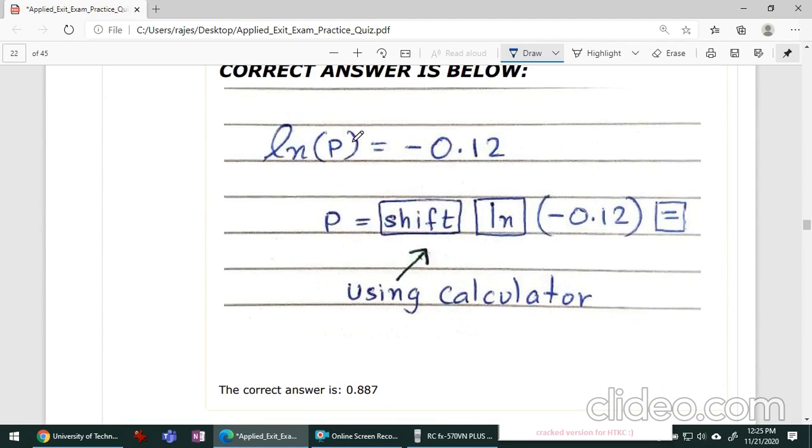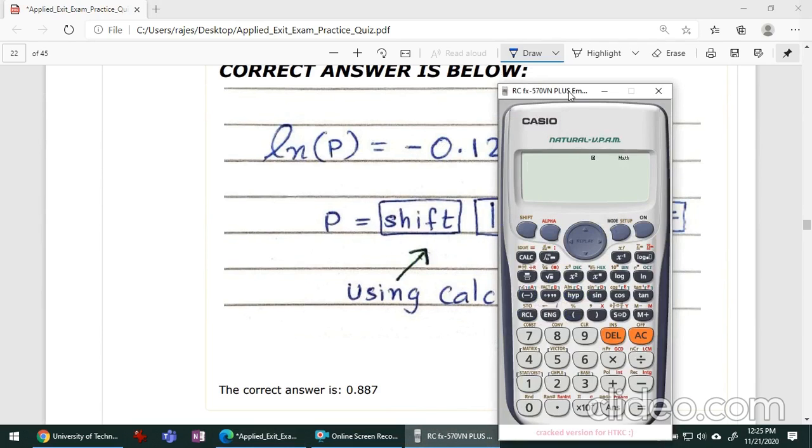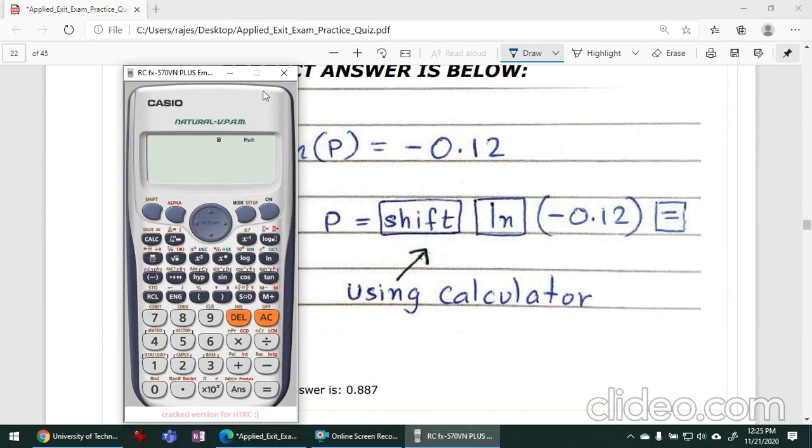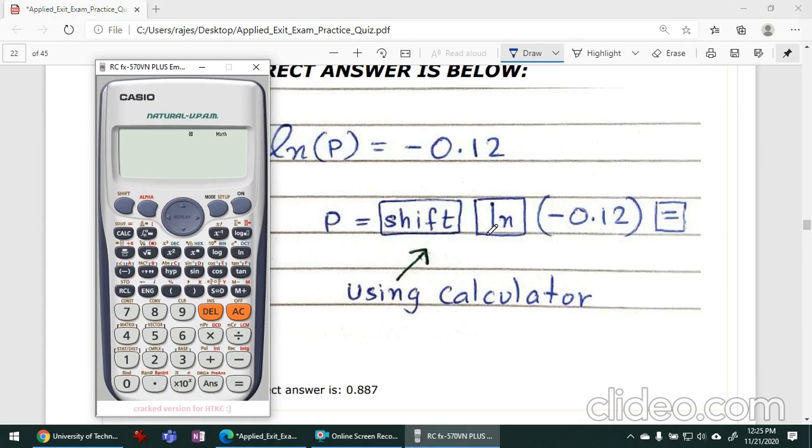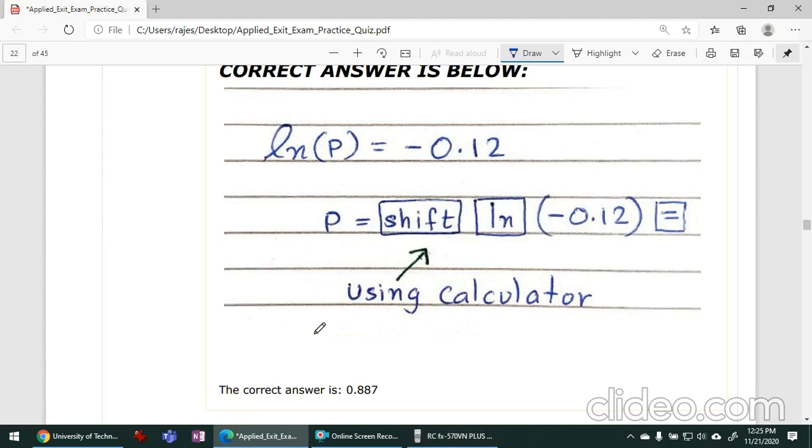Look here. Now how will you find p? Again use the same calculator. See what you have to press. If you want to find p, you have to press shift ln minus 0.12. So shift ln, so this will come, e power will come. Now what you have to do? Minus 0.12. What is the answer? 0.88. I can write this 6 as 7 because this number is more than 5. So answer is 0.887.